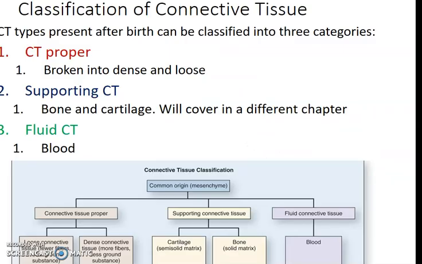So, according to your book, we have connective tissue proper. That's the dense and the loose one. I threw blood in there. I was taught blood is a proper connective tissue. We have supporting bone and cartilage. We covered that in a different chapter. And then blood is a fluid connective tissue. And I'll explain why blood is actually connective tissue. Now, Wikipedia, that website again, tries to throw lymph in as a connective tissue, and I will explain why I do not agree with Wikipedia.